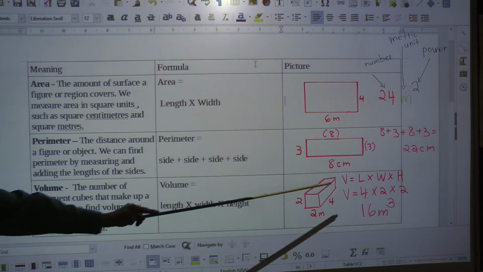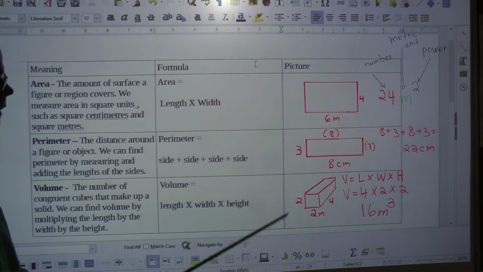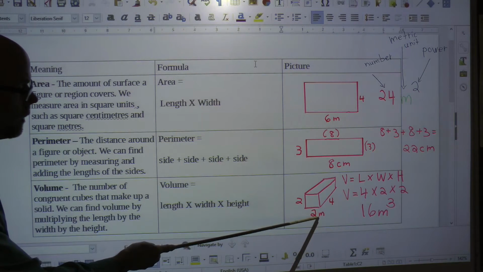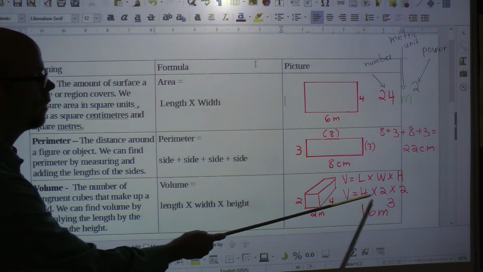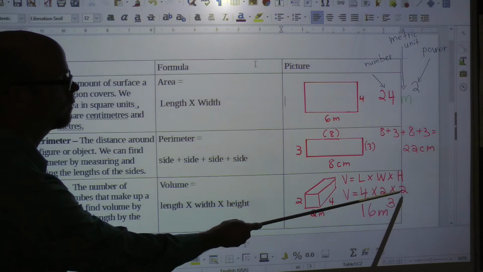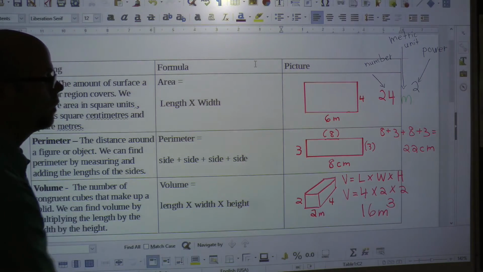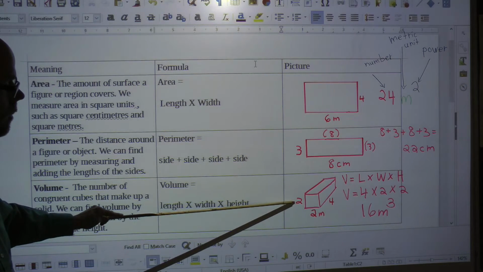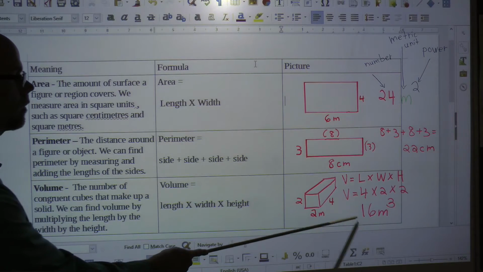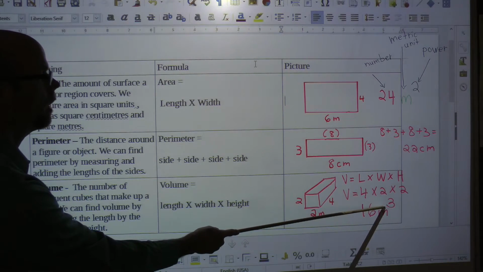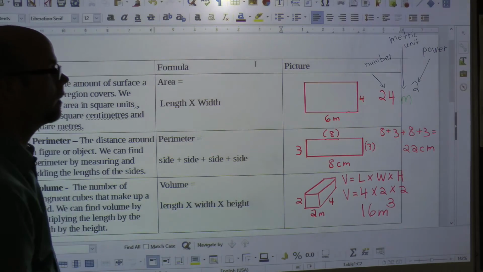When it comes to volume, the formula is length times width times height. The height is 2 meters. The width is 2 meters. The length is 4 meters. So you multiply. 4 times 2 is 8, and 8 times 2 is 16. 16 meters cubed. We have a 3 because there are 3 dimensions. A height, a width, and a length. 16 meters cubed for volume, 24 meters squared for area.